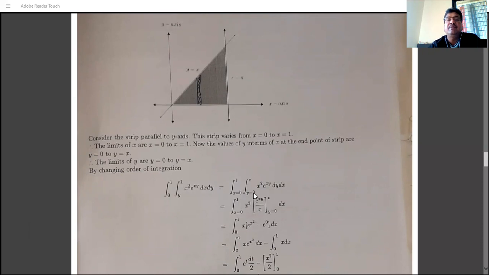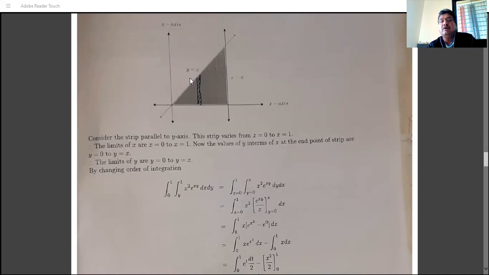Why can we write y is equal to here? Because integration is with respect to y first now. So take a strip parallel to the y axis. This is the strip parallel to y axis, and one end touches the line y is equal to 0, the x axis. So y is equal to 0 is the lower limit. And the other end of the strip touches the line y is equal to x, so y is equal to x is the upper limit.